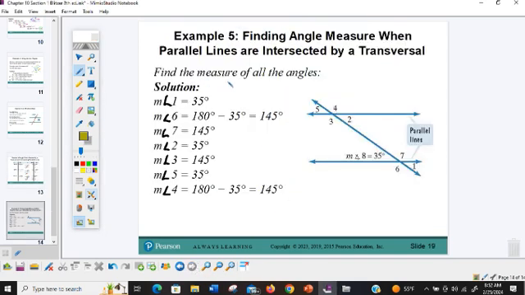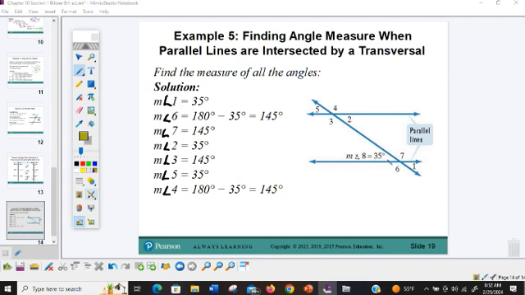Example 5 says, find the measure of all the angles. They only gave us angle 8. And by the way, I know I pointed this out, but they use this symbol and I just use this symbol. They don't correlate well with the math symbols in Mimio, so I have to draw my own. Okay, so now that you know that, let's keep going. They gave us the measure of angle 8. That's all they gave us.